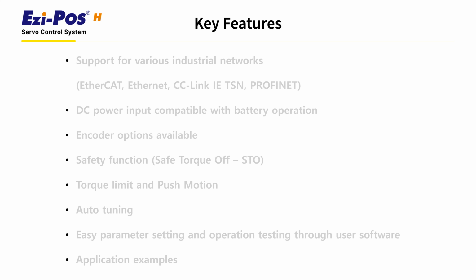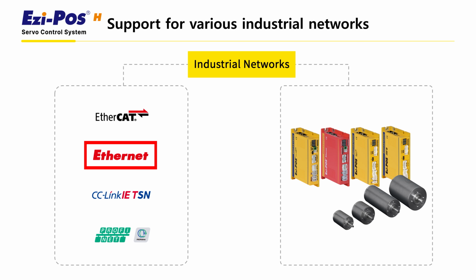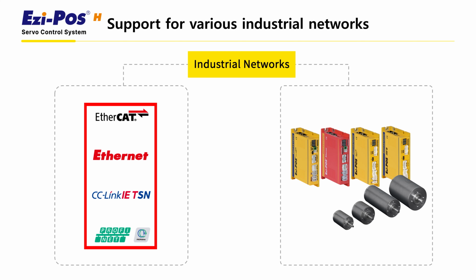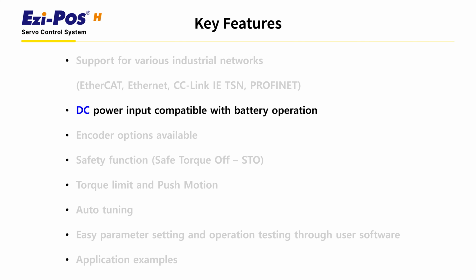Now, let me introduce the key features and advantages of the Ezi-POS H series. Ezi-POS supports a wide range of industrial networks. It supports EtherCAT, Ethernet, CC-Link IE TSN, and Profinet communication, allowing it to meet various customer requirements. Ezi-POS uses a DC power input system that is compatible with battery operation.